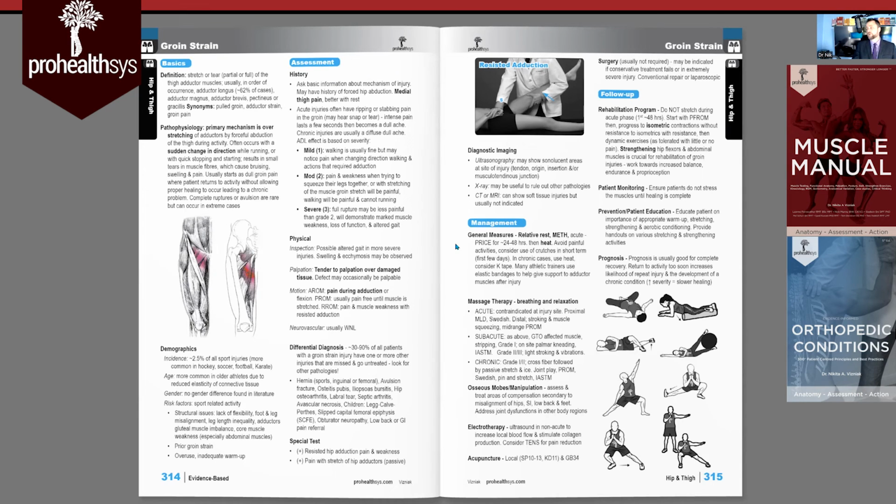So that takes you through these fantastic groin strains, pretty common injury, pretty easy to deal with, and hopefully you will have lots of success in practice as well.